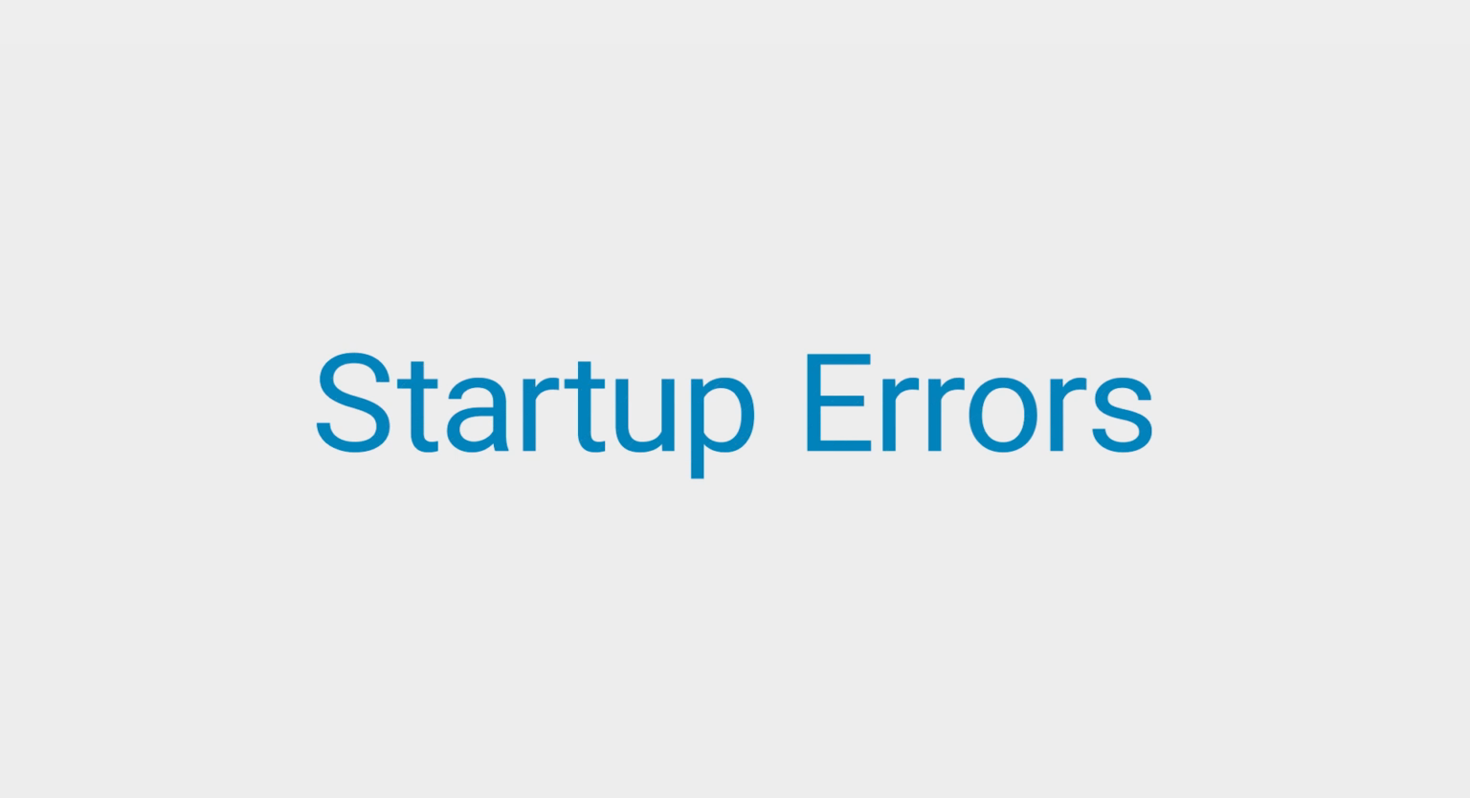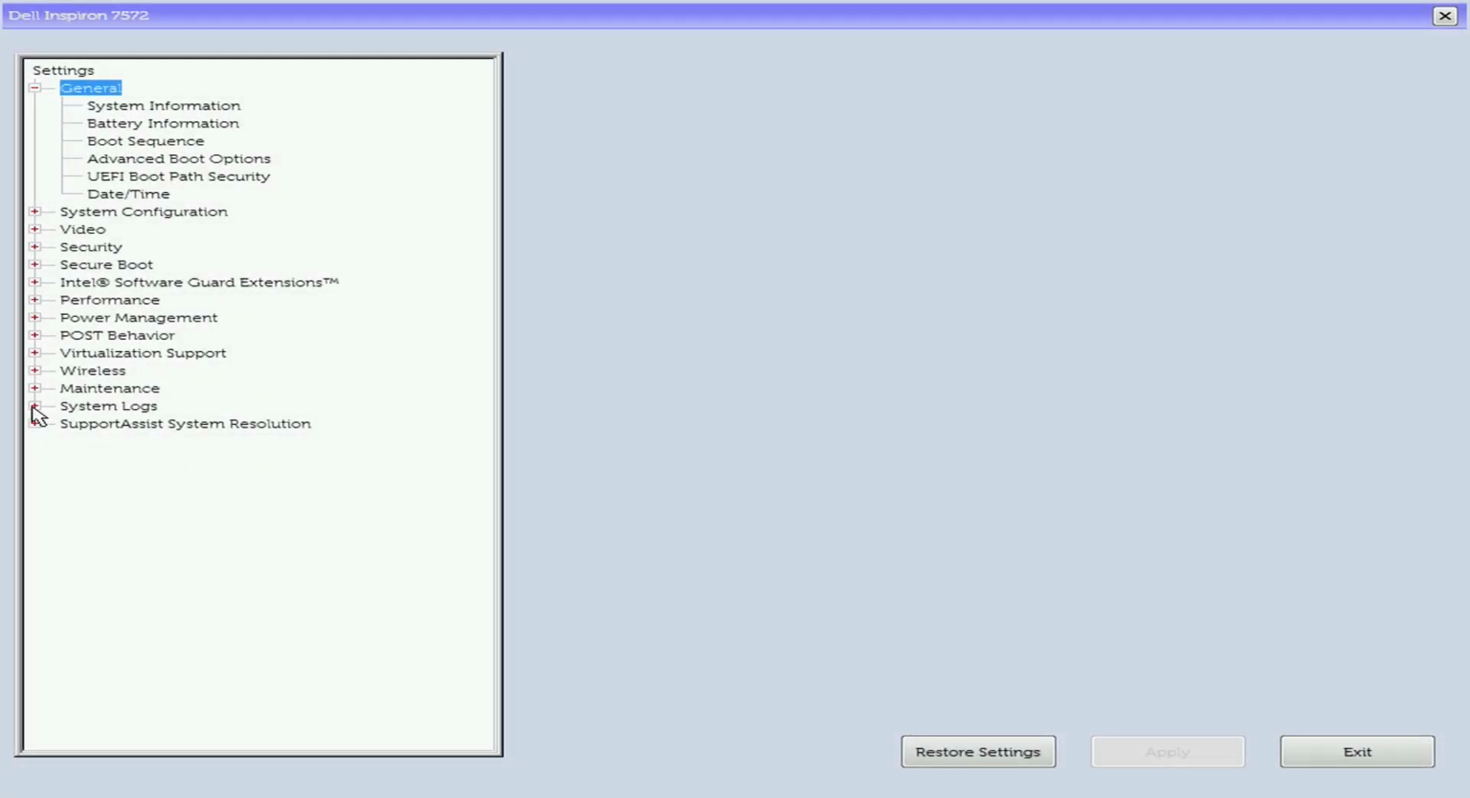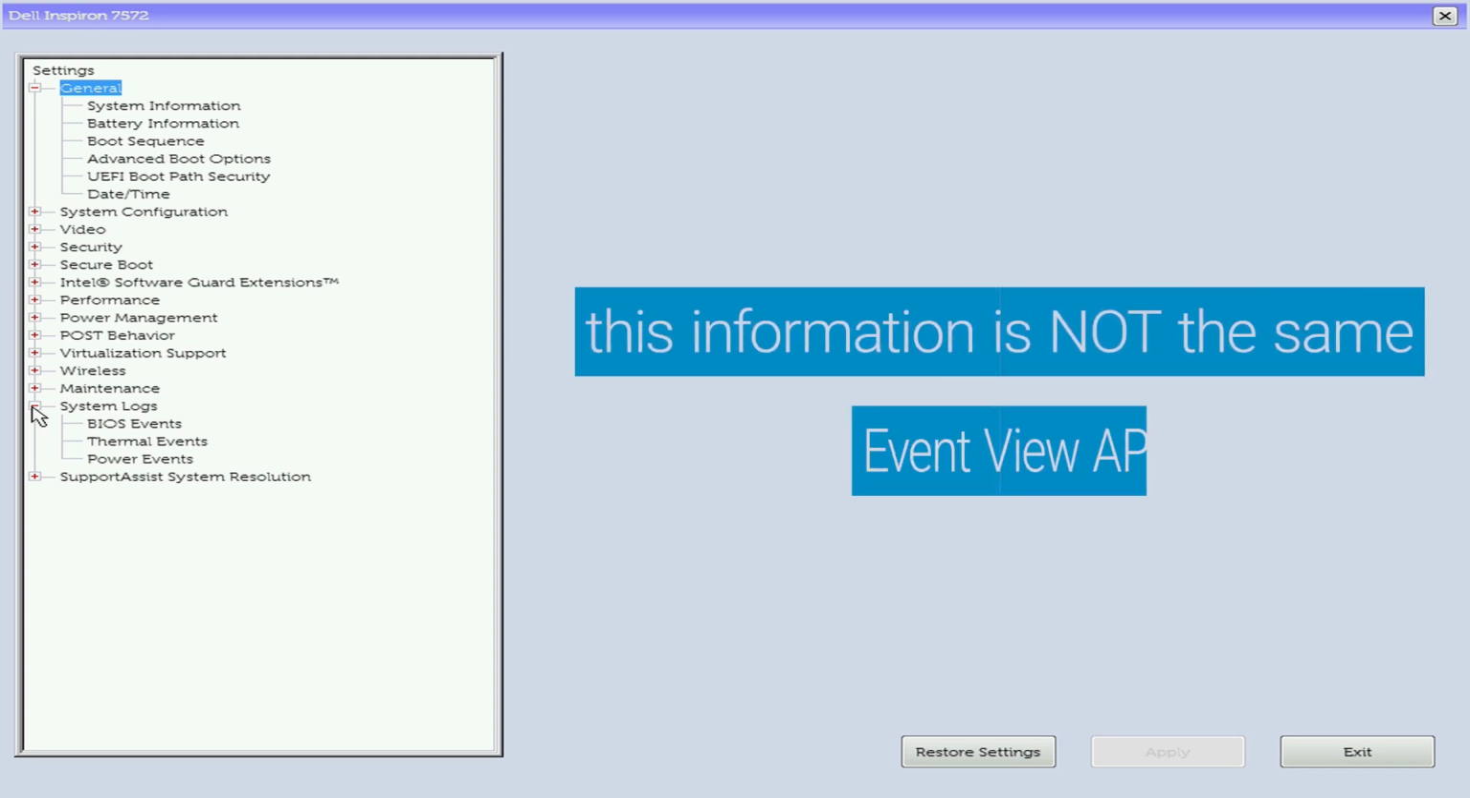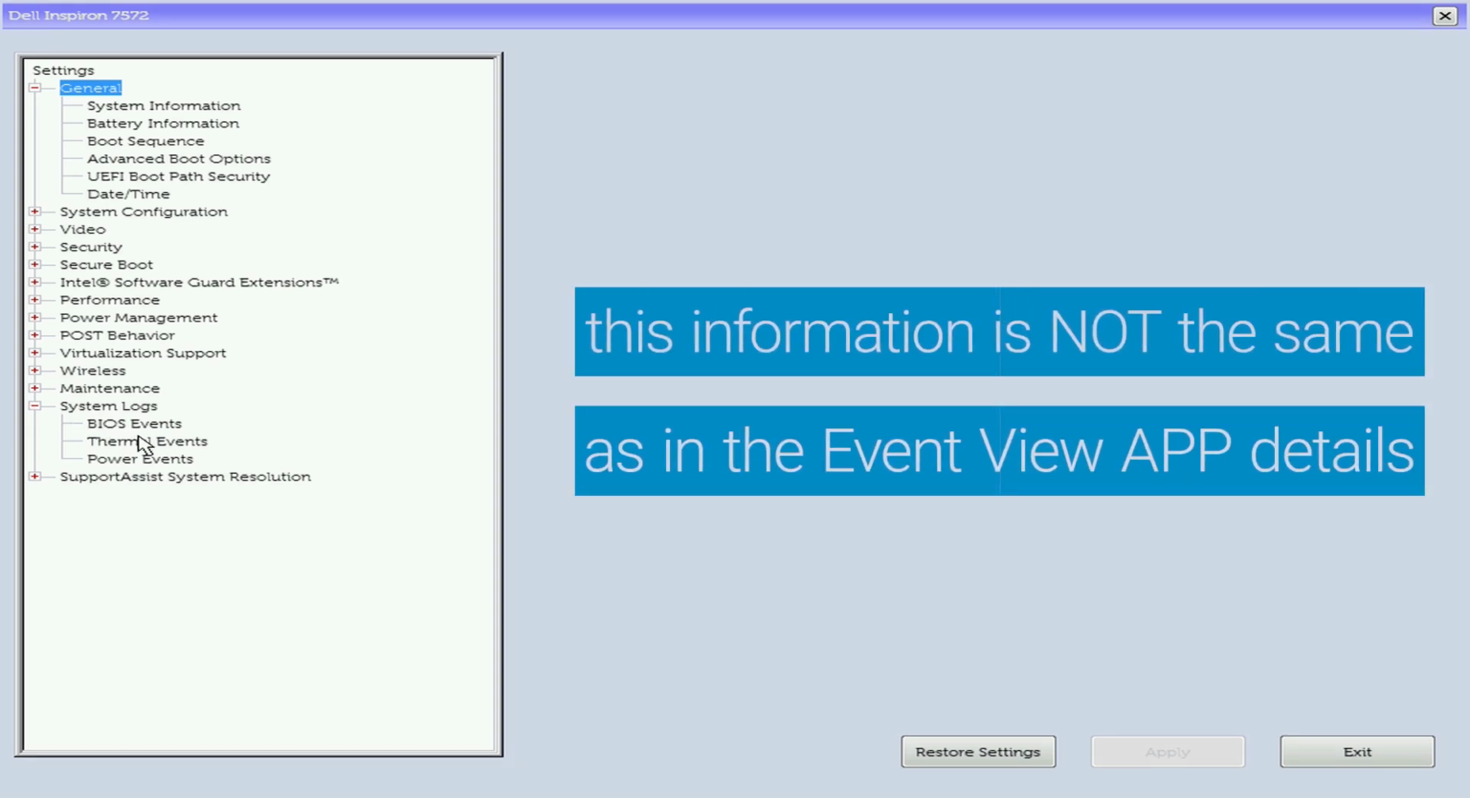If you're getting a startup error, compare it to the BIOS system event log. From within BIOS, check the system event log option and look for thermal messages or fan failures. This information is not the same as that contained in the PC's Event Viewer app.